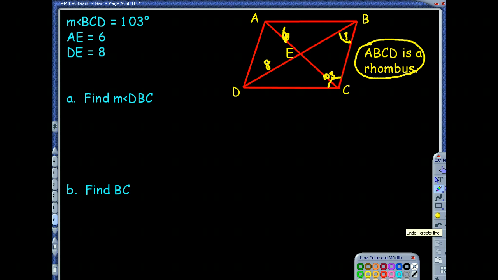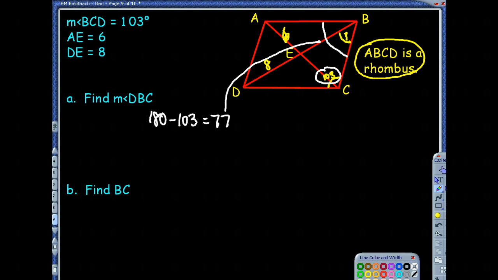Here's what I'm thinking. The angle they give you, DCB, is consecutive with angle ABC, not directly with the angle we're trying to find. So if I can find angle ABC, that will help us find angle DBC. I take 180 minus 103, and that gets me 77. That's the measure of angle ABC. Because it's a rhombus, segment DB bisects that angle, so I'm just going to divide that by 2.